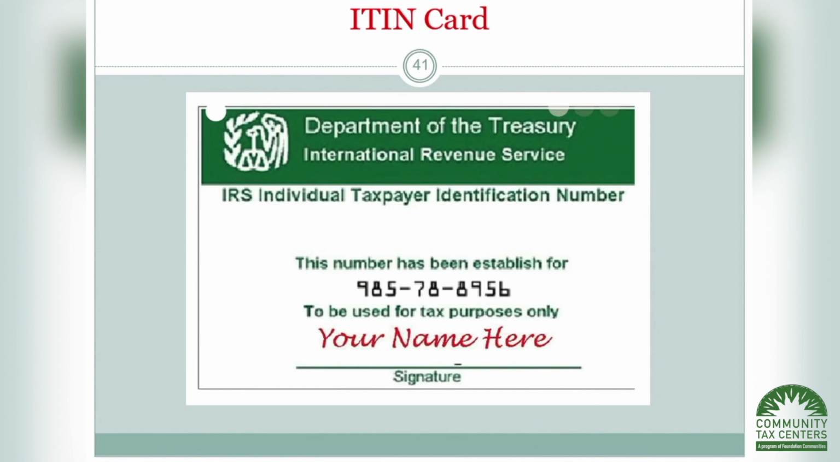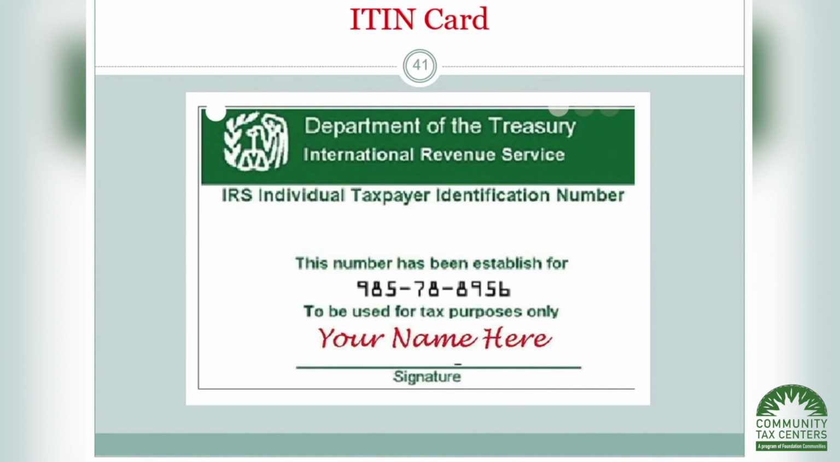Sometimes we have ITINs, and what this is, an IRS Individual Taxpayer Identification Number. Sometimes taxpayers don't qualify for a Social Security card based on certain circumstances. So the Internal Revenue Service issues them an ITIN number. And you can always tell an ITIN number because it's going to start with a 9.